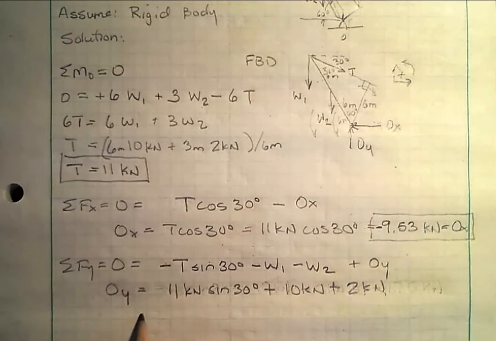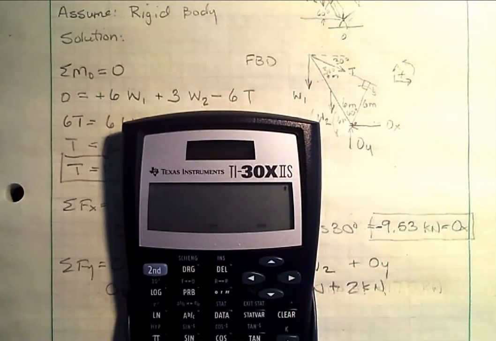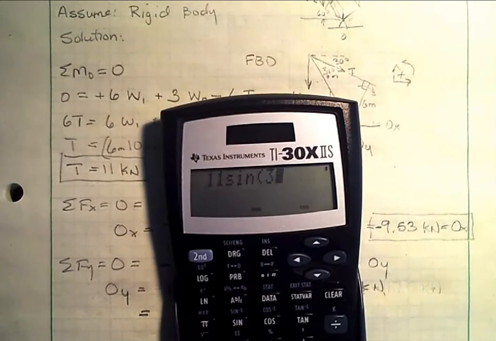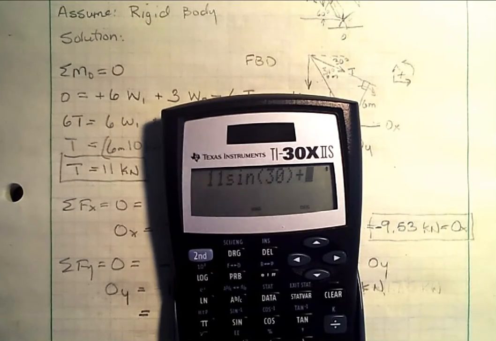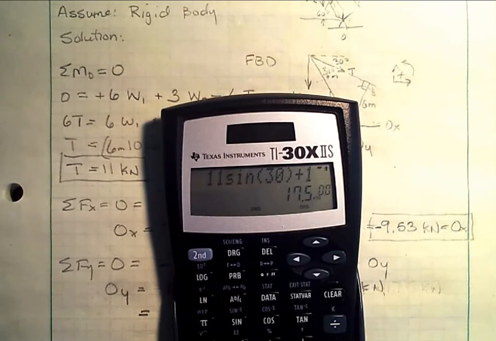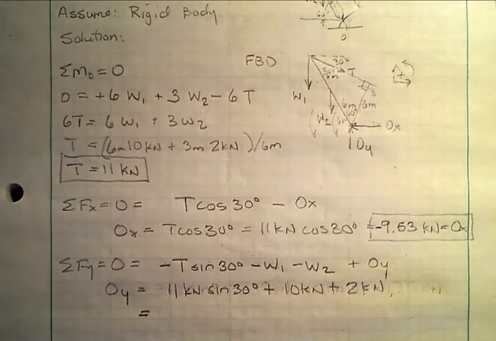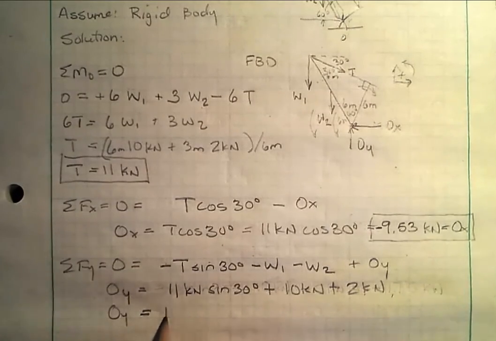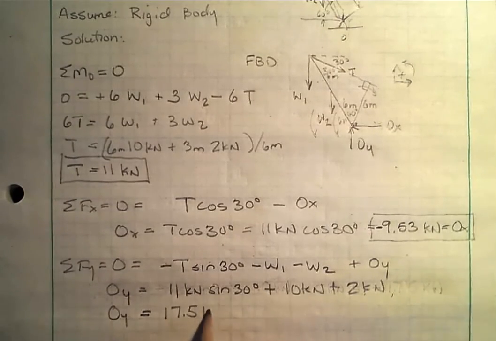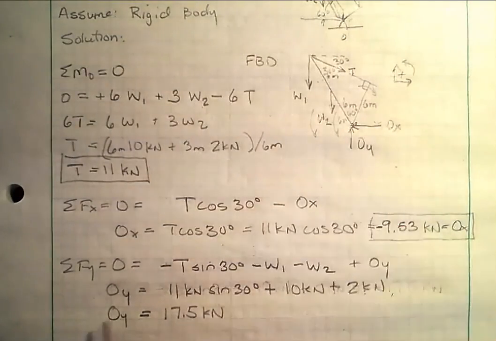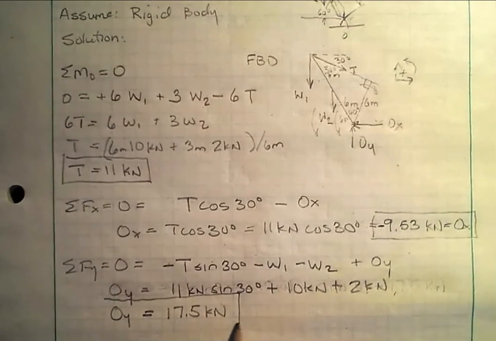So we go through and do the math. We have 11 times the sine of, what do we say, 30. Close that. Plus 10 plus 2. And that comes out to be equal to 17.5. So there we go. O sub y equals 17.5, and again that's kilonewtons, and it is upwards, so it's positive.